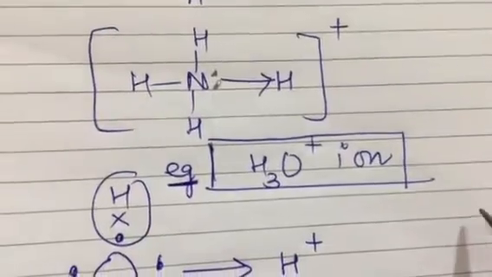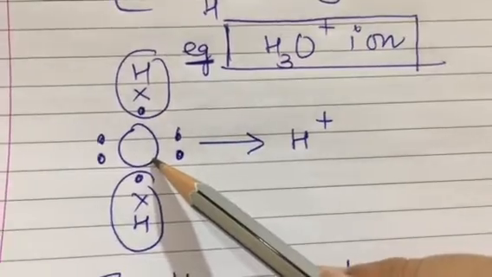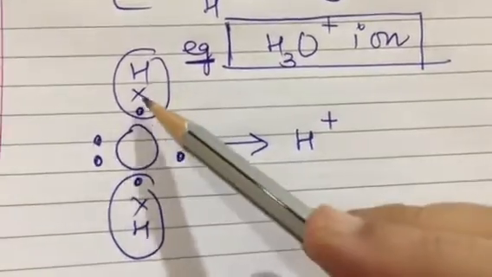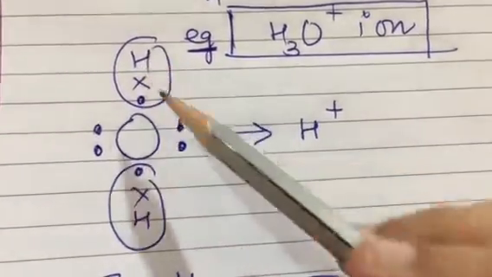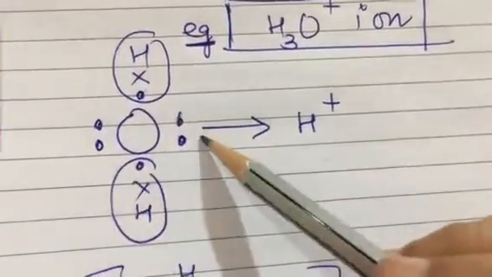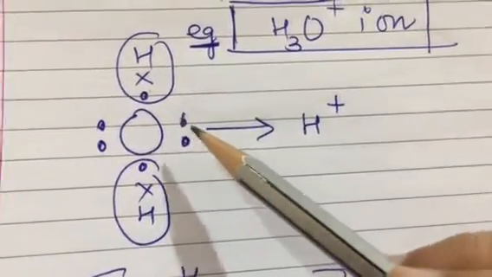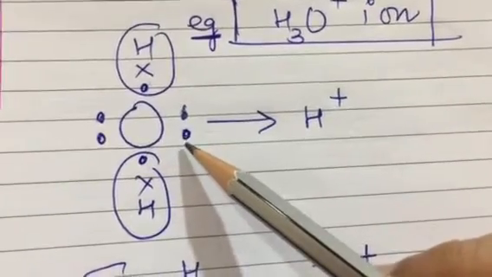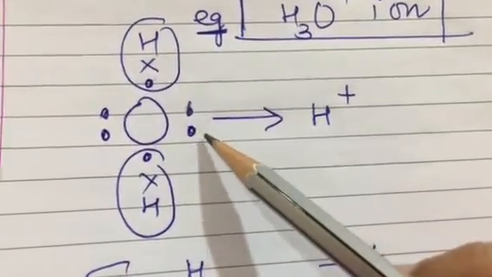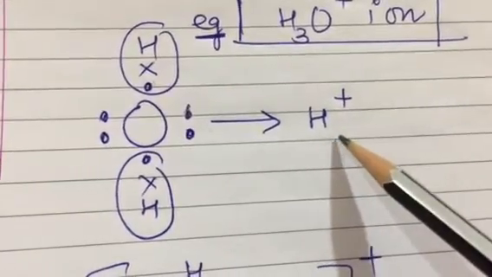Next is the hydronium ion. Here oxygen is the central atom. Oxygen, being central, has 6 electrons in its valence shell. 2 of its electrons are involved in covalent bond formation, and one of the lone pairs of electrons is donated. Mind you, there are 2 lone pairs of electrons, but it is able to donate only one of them due to steric reasons, meaning space reasons. To avoid a lot of repulsion, it donates only one lone pair of electrons to the H plus 1 ion, which does not have an electron at all.